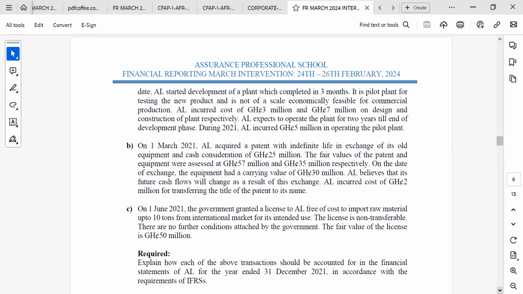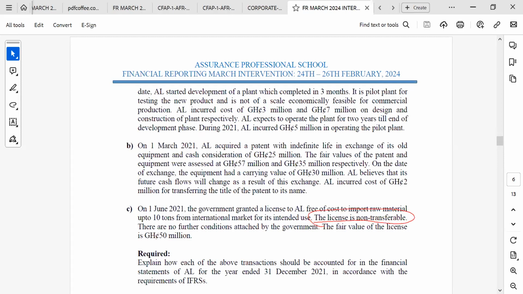Okay, you can see the government is not giving the company money, isn't it? But you can see that there is a transfer of economic resource, isn't it? That is the license. So this is a government grant. A transfer of a non-monetary item should be recognized at either the fair value or the nominal value. Okay, you can see that this license is not transferable.